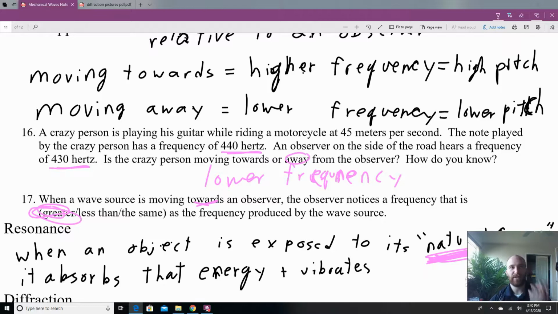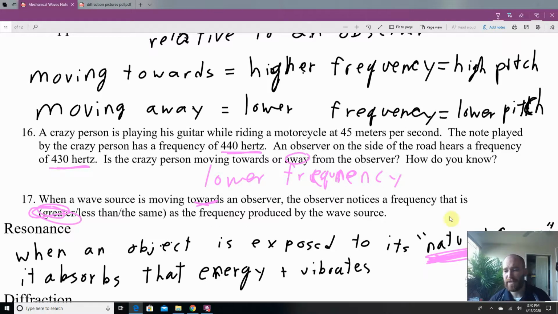When I say natural frequency, it's a built-in frequency that an object naturally responds to. It has to do with a lot of things about the object, like its shape, what it's made out of, and its size. If an object is exposed to just the right frequency, then it can absorb the energy from those waves. That energy will build into it. It absorbs that energy, and it begins to vibrate.